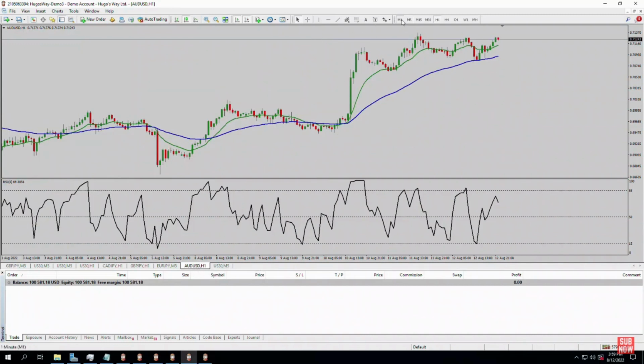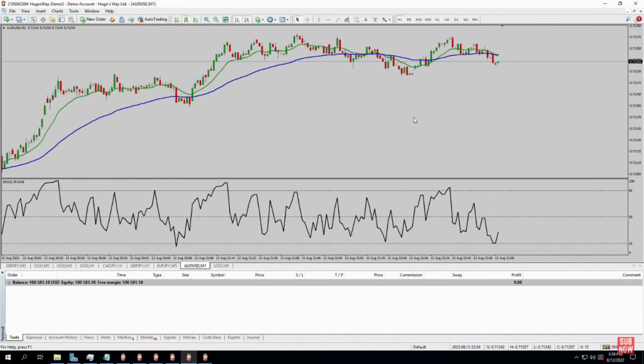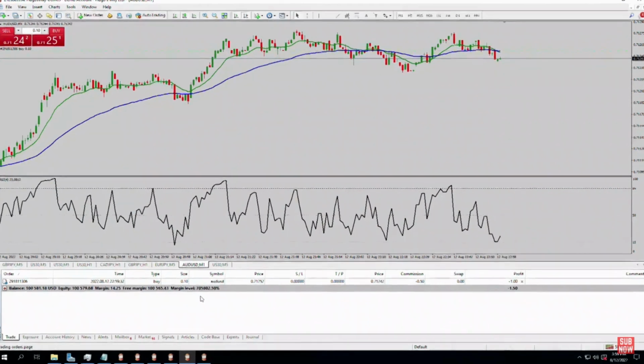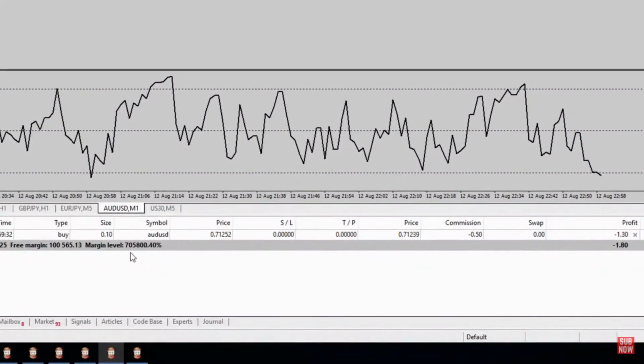And let's go down to the 1 minute chart. AUD USD does not move very much. So watch this. I'm going to open a trade and we'll do it at $1. And it looks like the price is at the bottom on the RSI. So let's just do a buy. And notice my margin level percent, 705,000%. Like, that's huge.